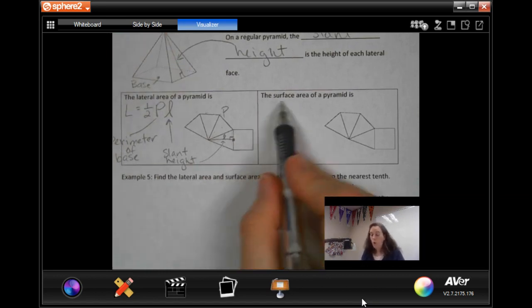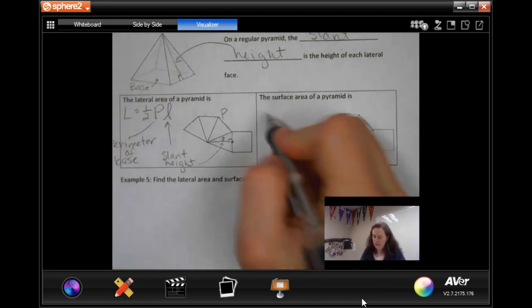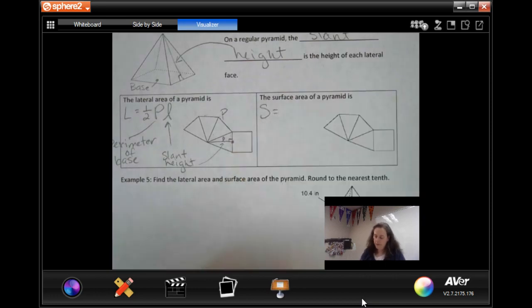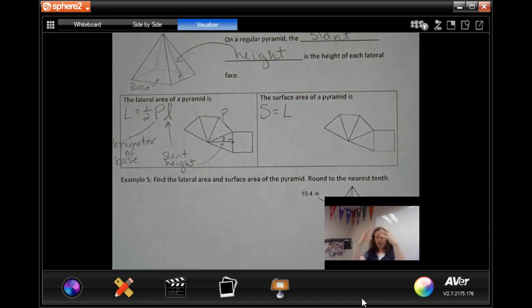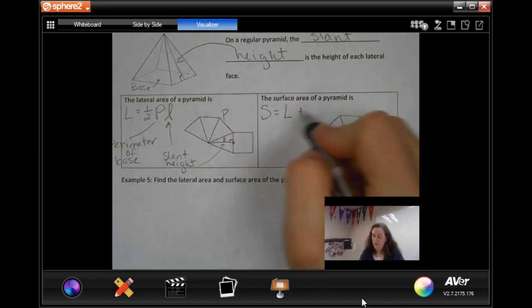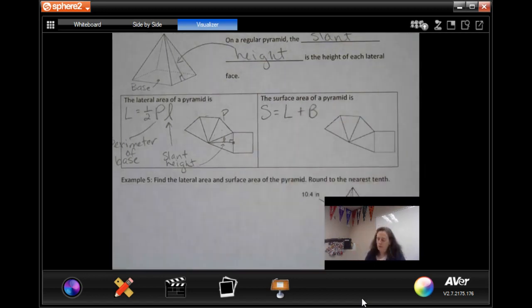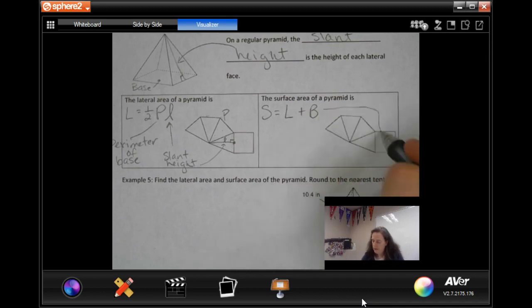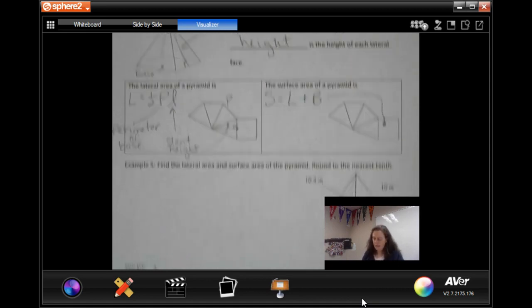Then you've got to put the whole surface area together, which is equal to the lateral area, everything around the outside, plus the base. Okay, and our base we already talked about is that little piece sticking off the side. Okay, let's give it a shot.